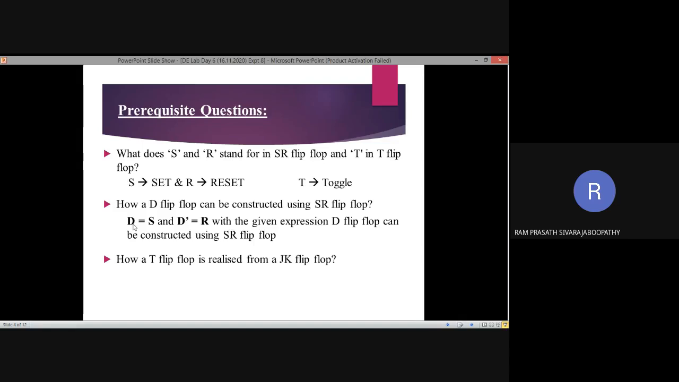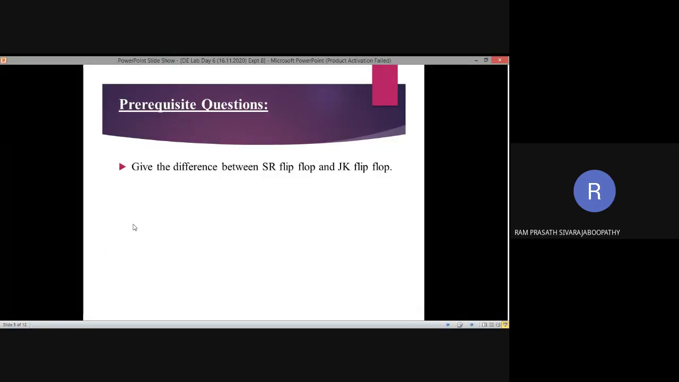For J and K, we have to give T as input. That's all. Both inputs of J and K are tied together and given a single input called T. Thank you, Sabarishri. Okay, fine. So give the difference between SR flip-flop and JK flip-flop. What is the minor difference between SR flip-flop and JK flip-flop in its operation?